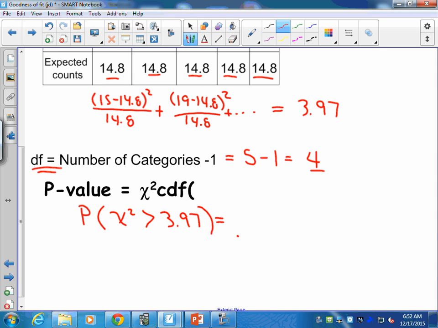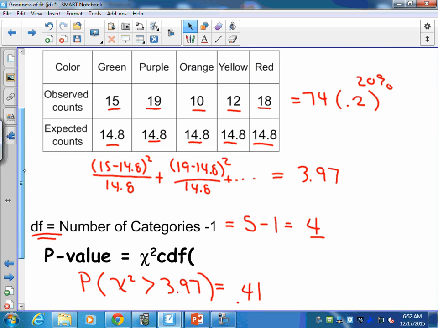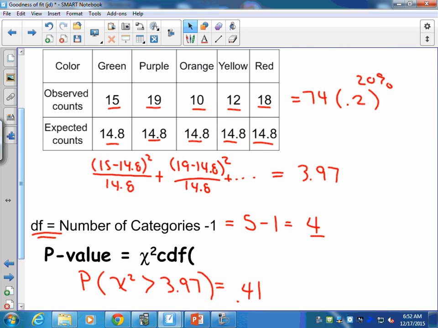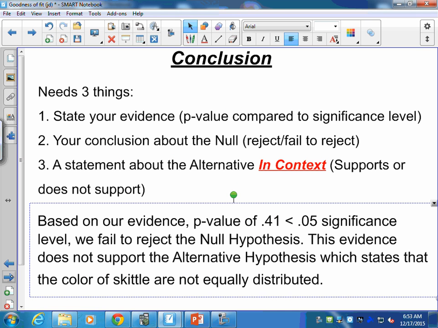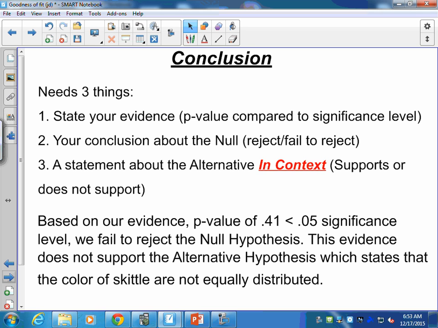Remember what this probability value means. It means if Skittles are equally distributed, we will get observations like this 41% of the time. So that's not a rare outcome overall when it comes to these procedures. Now finishing up, we need a conclusion. You can see this test works like any of our other tests. The same things we need each piece.